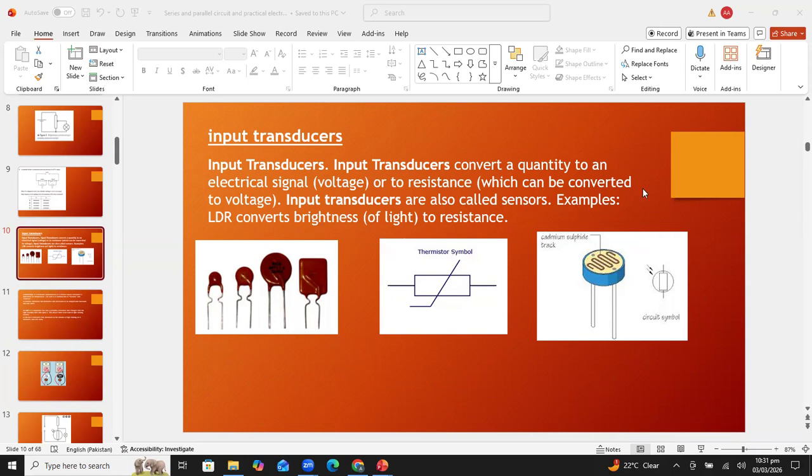Beta Hafsa, this one is the LDR symbol. A resistor with two light arrows, and these arrows are incident on the resistor. This is the IC of LDR. These are the ICs of thermistors. IC means integrated circuit.